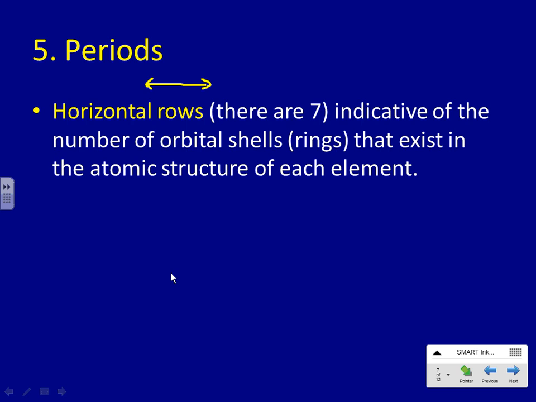They indicate the number of orbital shells that exist in the atomic structure. So when we start drawing the Bohr diagrams, there's going to be 1 ring, 2 rings, 3 rings, 4 rings, etc., etc. Okay? Even though those funny shapes are what really exists, but we're not going to worry about that right now. You guys can go with rings.